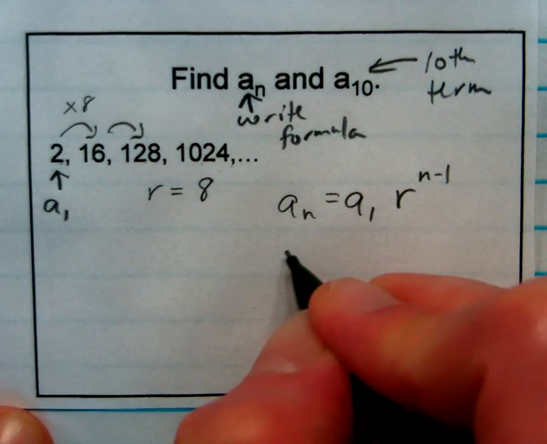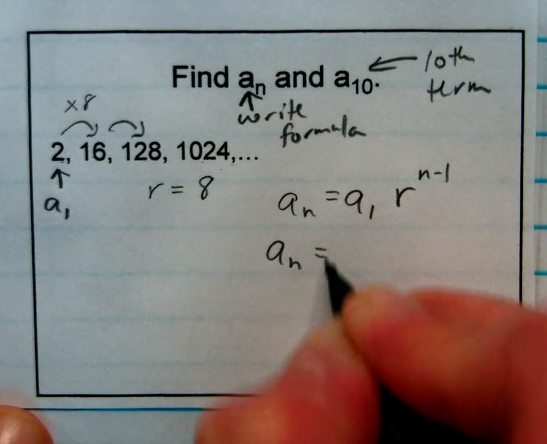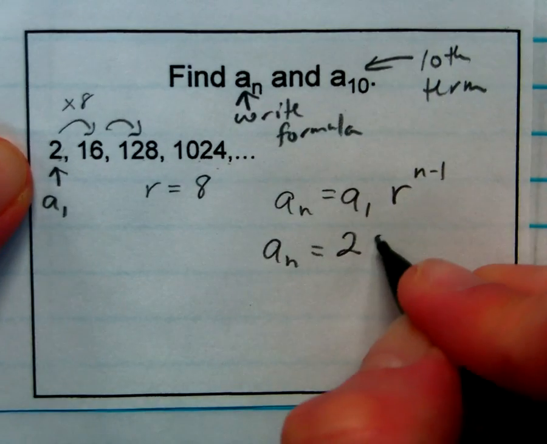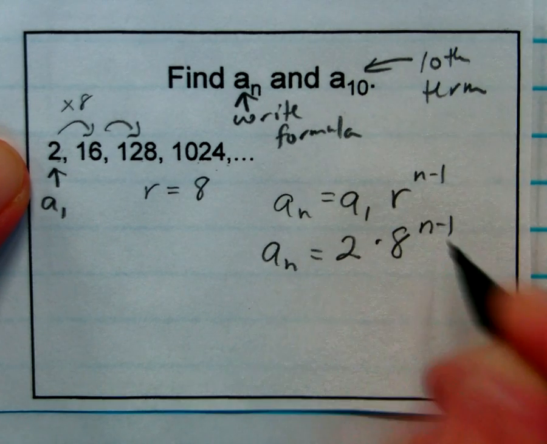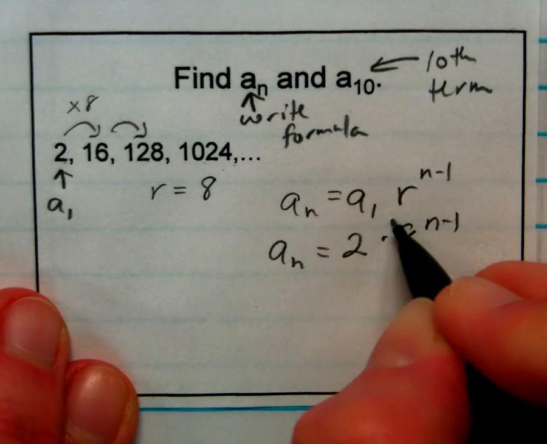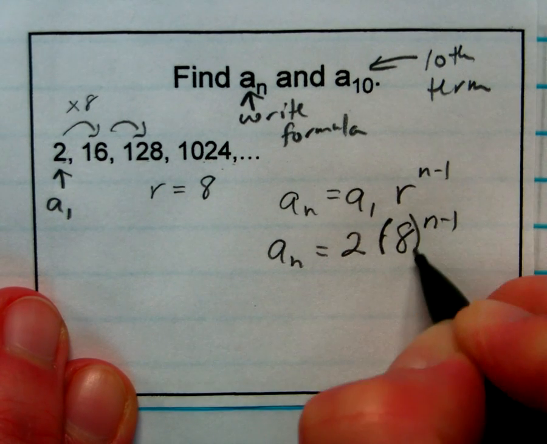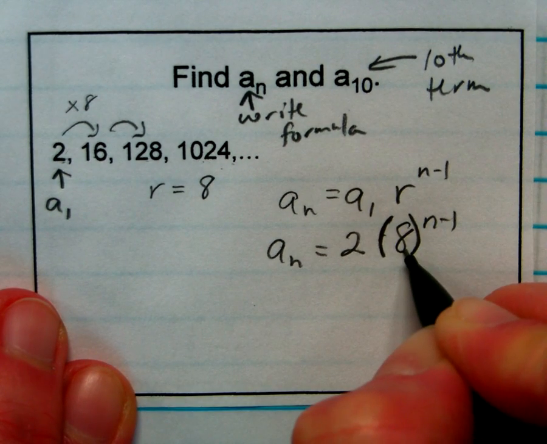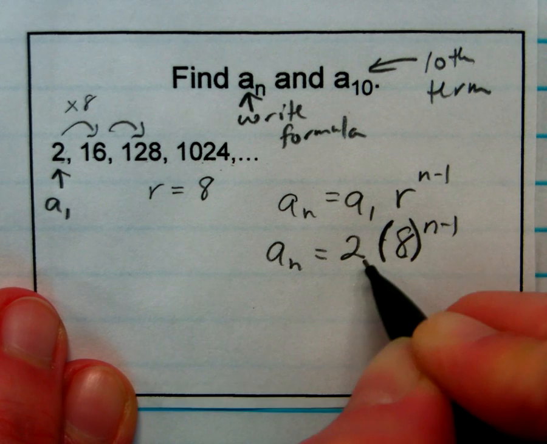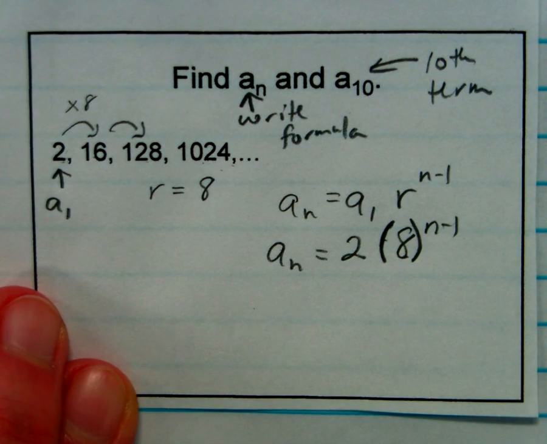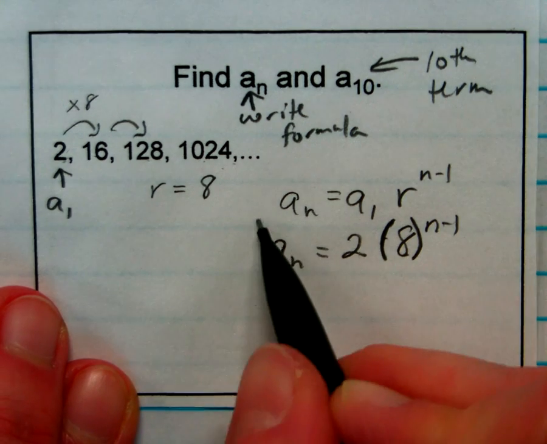So the generic formula that we use is AN equals A1 times R to the n minus 1 power. So if we're going to write the formula, we just put in the first term, which is 2, and then the 8, so times 8 to the n minus 1 power. And something that they often add to this, just to kind of keep these numbers separate, is they will often put the ratio, the R, in parentheses, just so this doesn't accidentally turn into 28 to the n minus 1, because that little times dot doesn't show up. And that's all you do to write the formula.